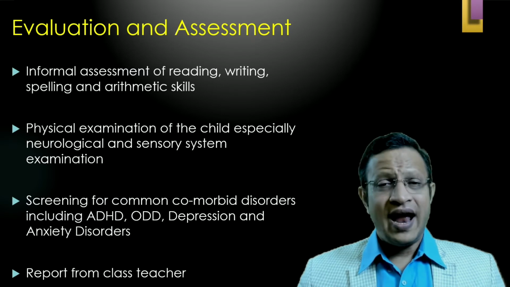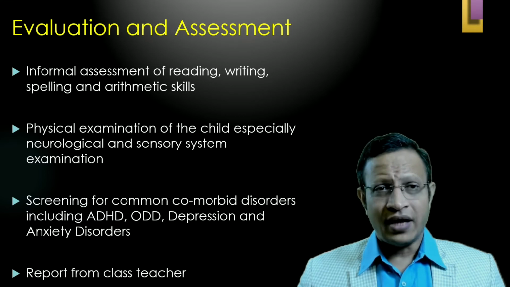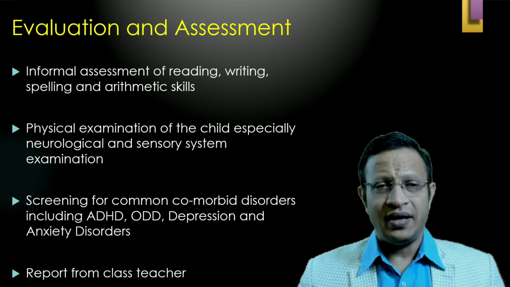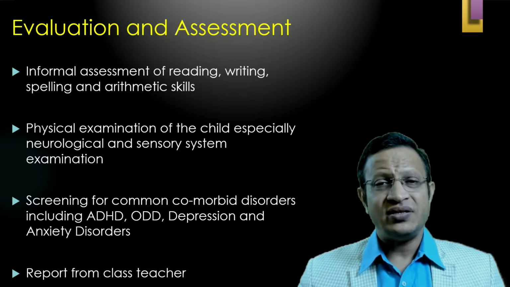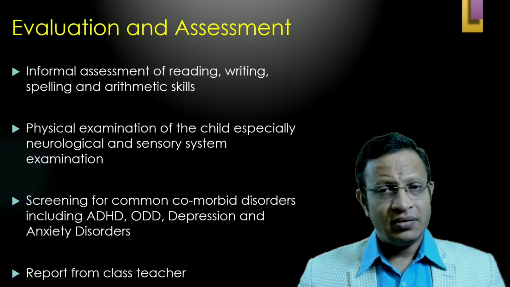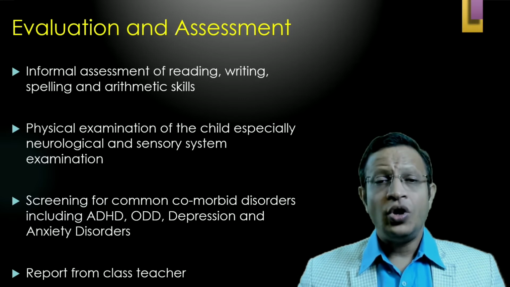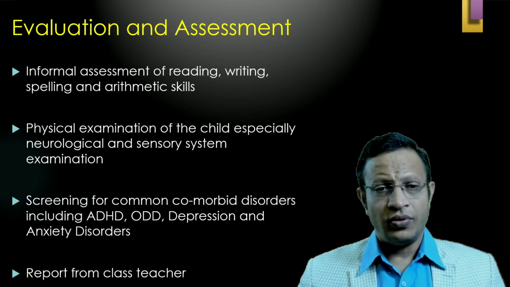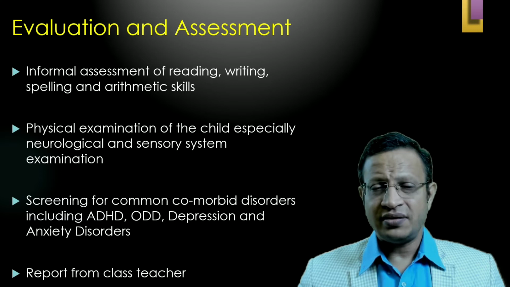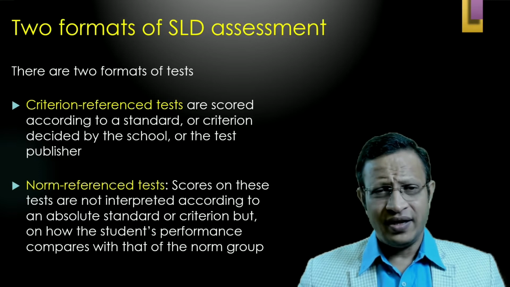At the same time, when you're doing the detailed evaluation, informal assessment of reading, writing, spelling, and arithmetics can be done. Physical examination of the child, especially neurological examination and sensory system examination, especially hearing and whether they are able to see properly. Screening for common comorbid conditions such as attention deficit hyperactivity disorder, ODD, depression, and anxiety disorders should be done. At the same time, try to get the reports from the class teacher and homework assignments and child's notebook. Invariably, there are two formats of SLD assessments.